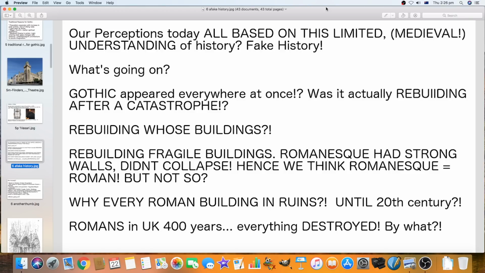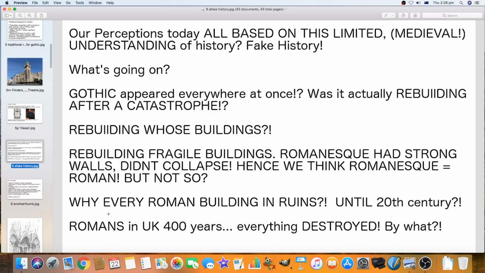So I'm going to put it to you, it was rebuilding after a great catastrophe. It was rebuilding. But who were we rebuilding? And these are fragile buildings which would have been destroyed in any earthquake, any meteor, any asteroid impact. Because the strong-walled structures, the Roman structures, survived, and hence we've called them Roman structures. And they didn't collapse. So we think Romanesque is Roman, but that's not so.